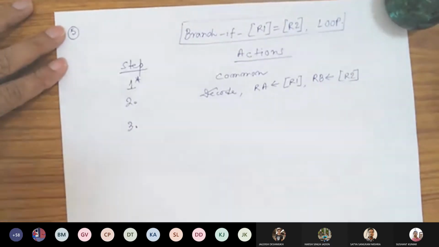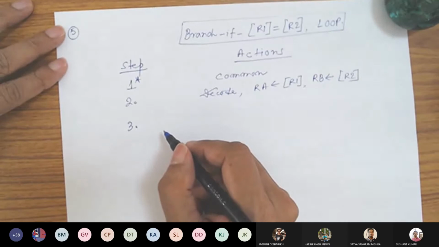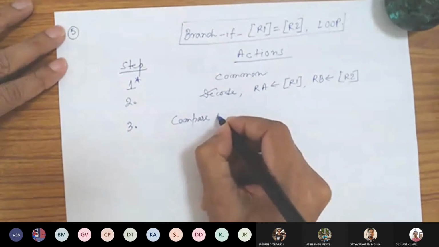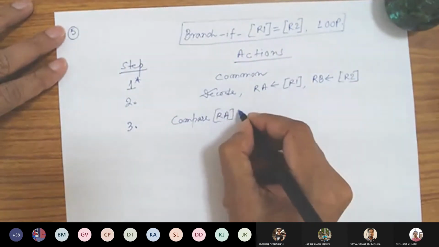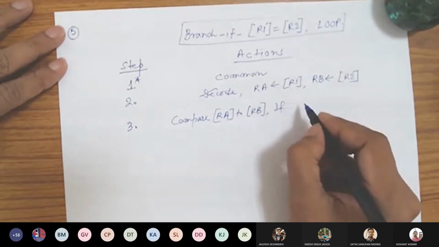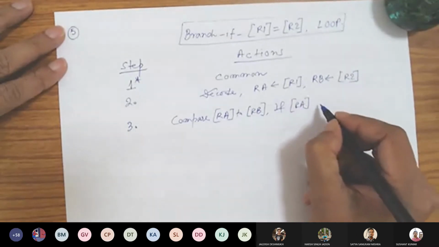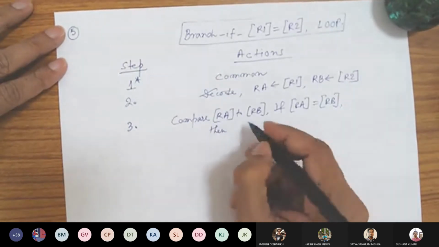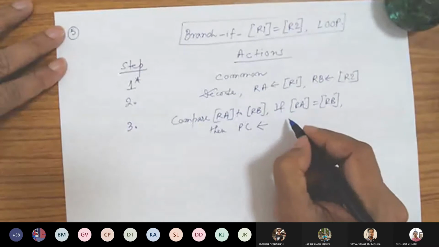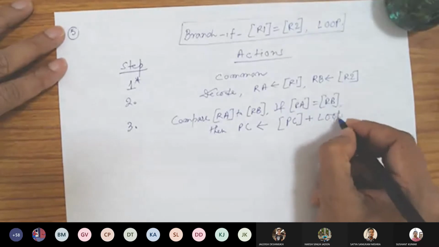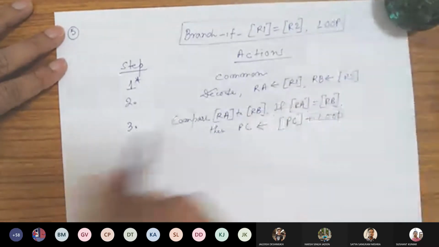Third stage. Use ALU for comparison. Yes, so compare RA to RB, and if RA equals to RB, then PC equals to PC plus loop. Loop is an offset. Assume that loop is an offset.